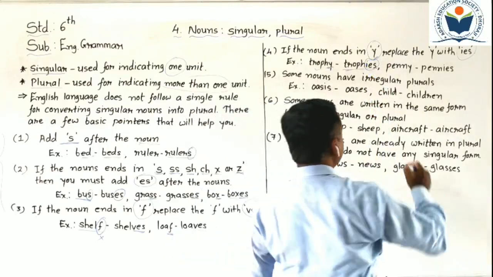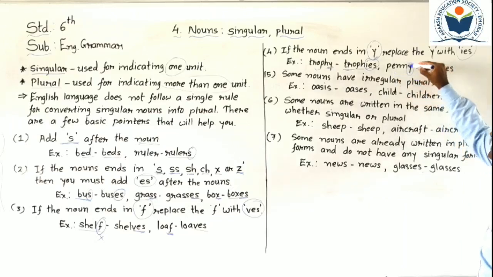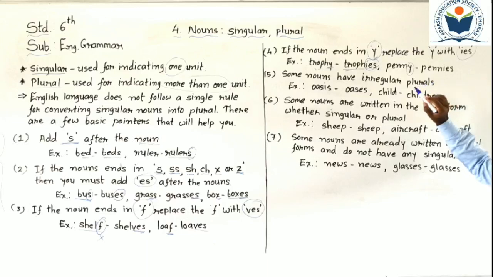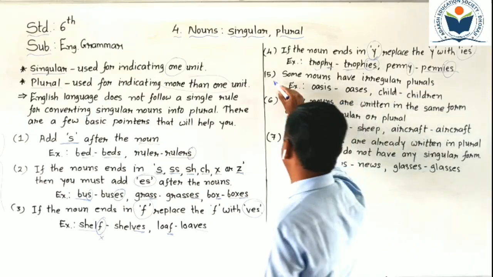A second example is also given here. Penny. The last letter is y. Y is converted into i, and we put es on that side. So it becomes pennies. Here, instead of y, we have to put ies. Can you understand? Now the fifth rule is given here.